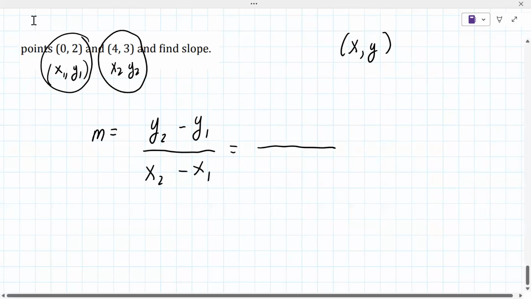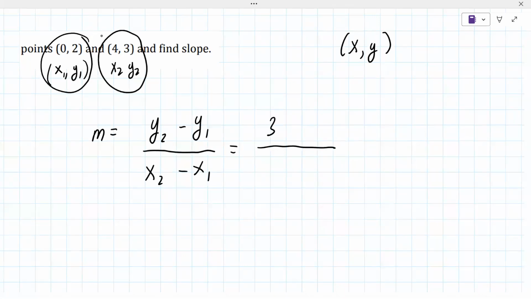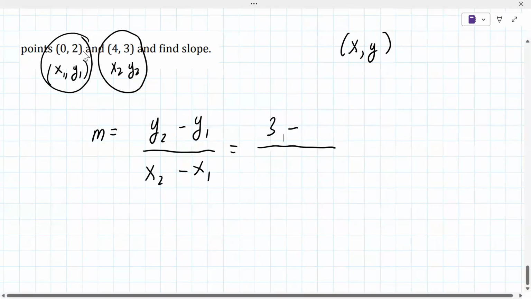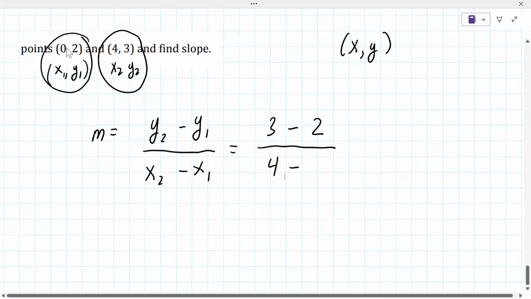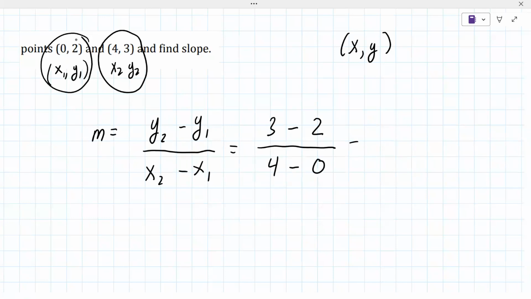I don't think I know. Sorry. Okay, which one is right next to the y2? I'm pointing at it and trying to help you here. 3. Which one is the y1? 2. How about x2? 4. 4 minus 0. Okay.